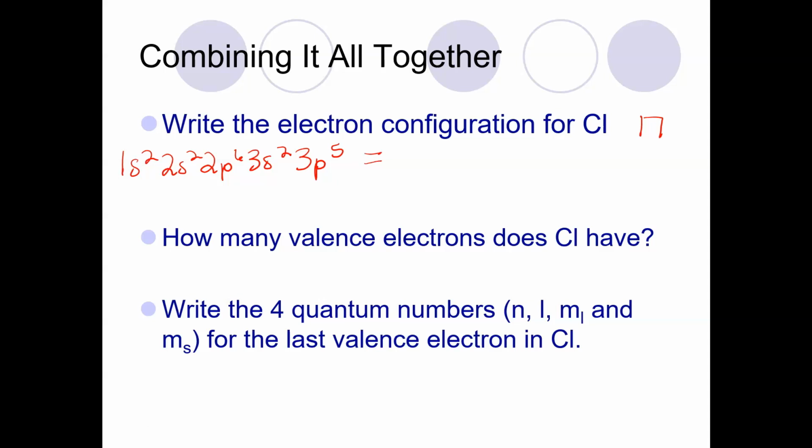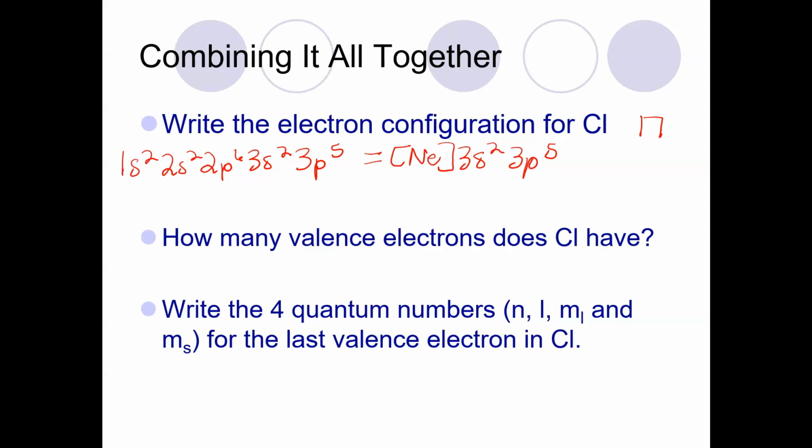If I wanted to do noble gas, then I would find chlorine on the periodic table. I'd go to the row above it and find the noble gas there, which is neon. So that's where I put my finger. And then I'd start counting from there, which would be 3s2, 3p5. Okay. So the next question says, how many valence electrons does chlorine have?